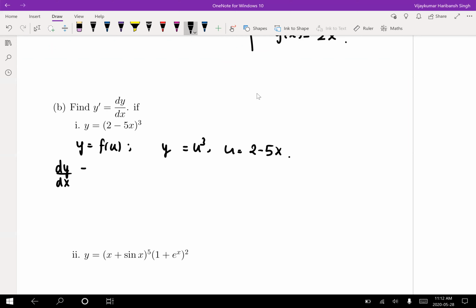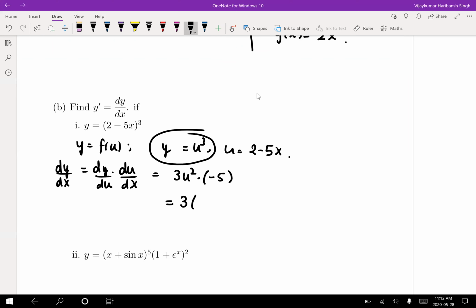So dy by dx is dy by du times du by dx. So what is dy by du? The derivative of this with respect to u is going to be 3u squared. The derivative of u with respect to x is going to be minus 5. Now you put everything back in terms of x, so you get 3 times u, which is 2 minus 5x, the whole square, times minus 5.